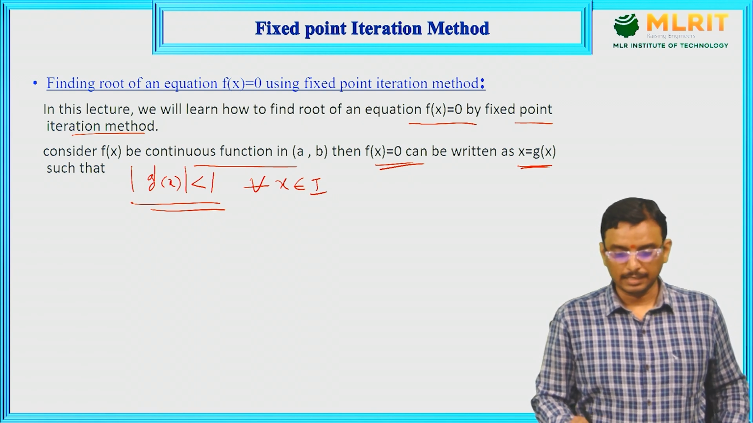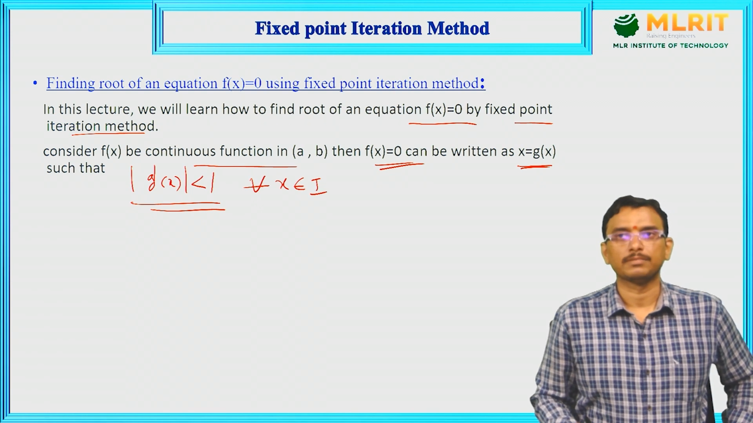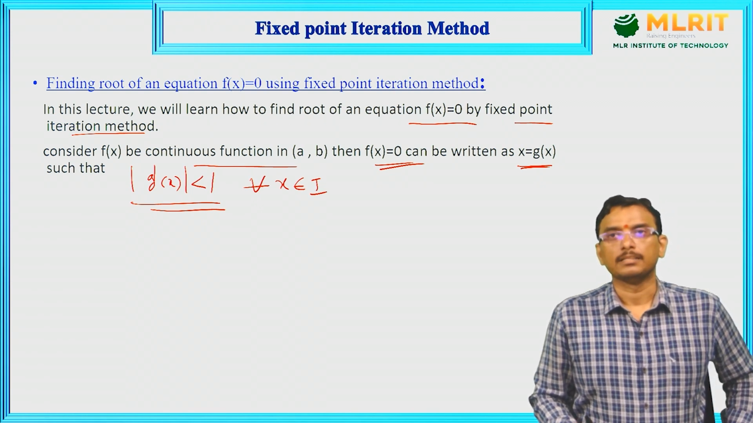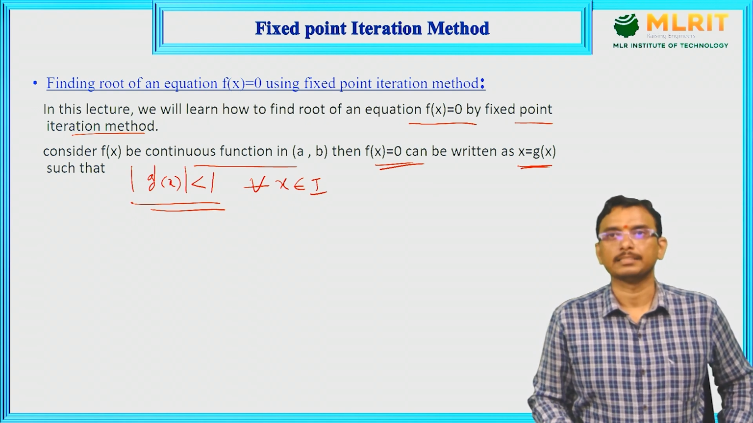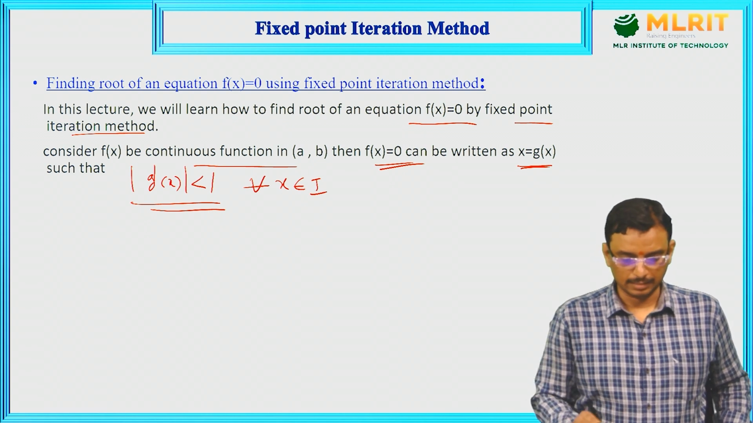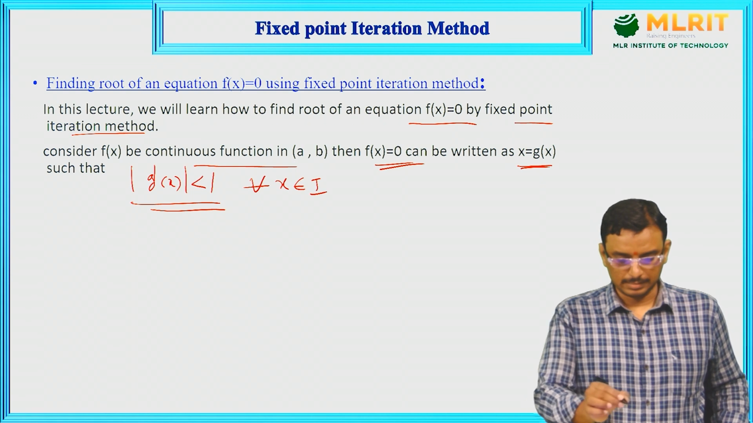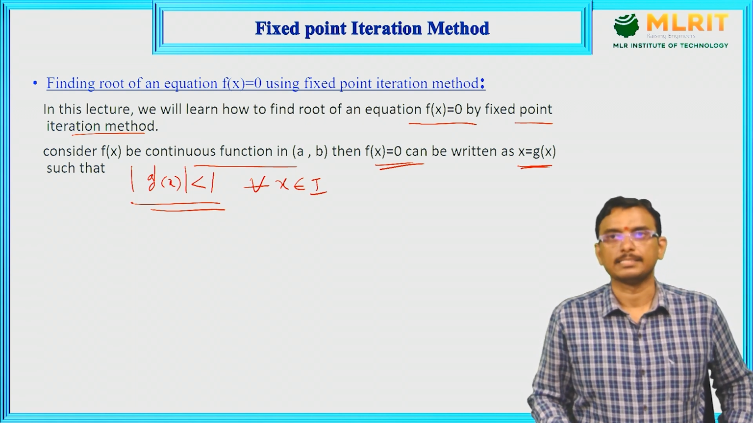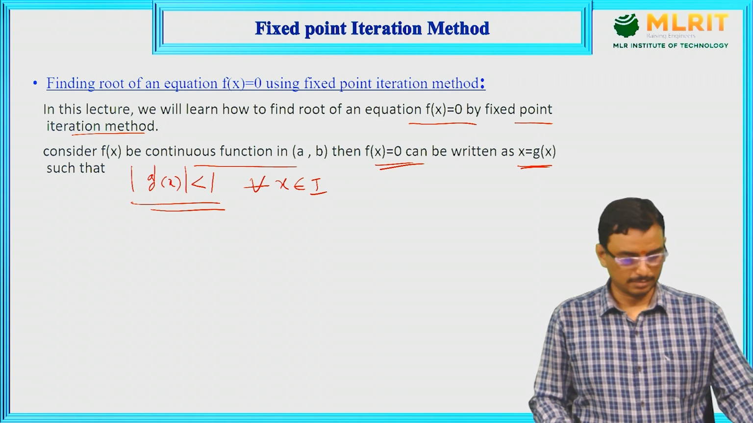If you take any interval, the values in that interval must satisfy modulus of g dash of x less than 1, then we say that the fixed point iteration method exists, otherwise it does not exist. So we have to check this condition, then only we will apply this method. If this condition fails, the fixed point iteration method does not exist.